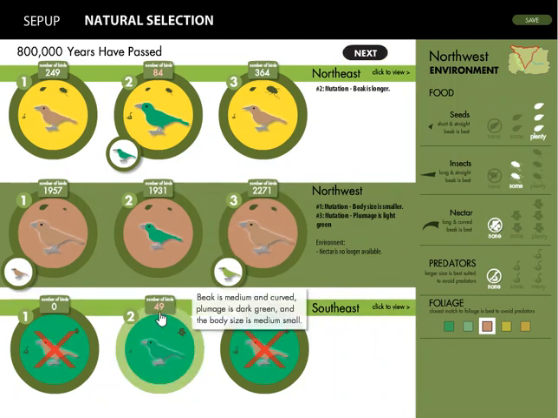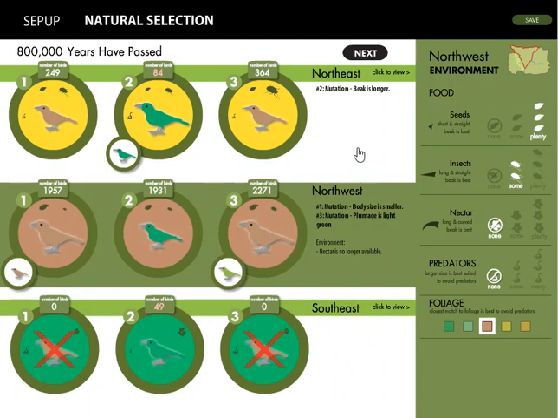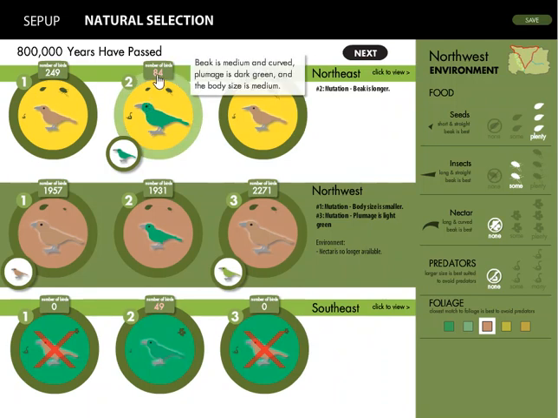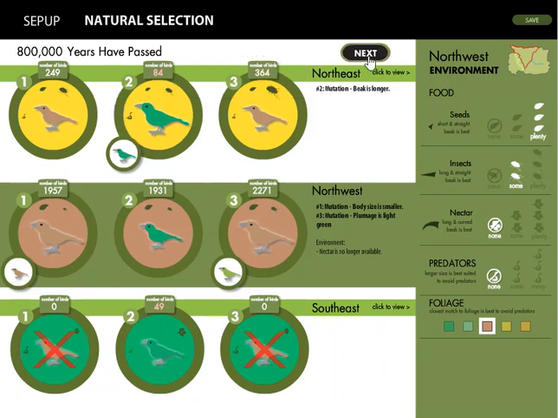Our smallest, or our last remaining bird population in the Southeast is not doing well. Their numbers are pink, which means they're declining. Also, to note, in the Northeast, the second population's numbers are declining as well. Although the Northwest is still rocking it.